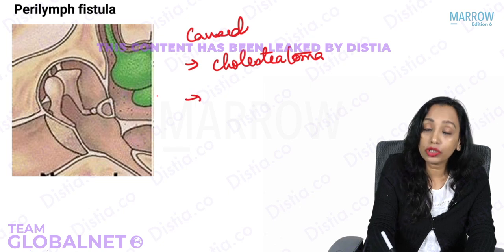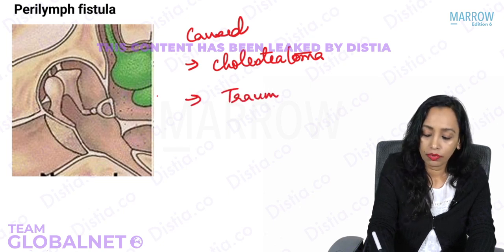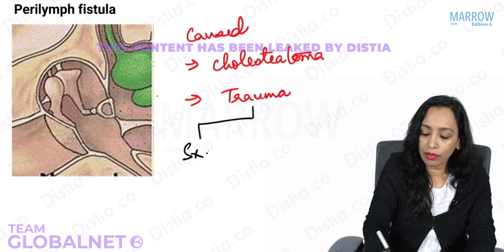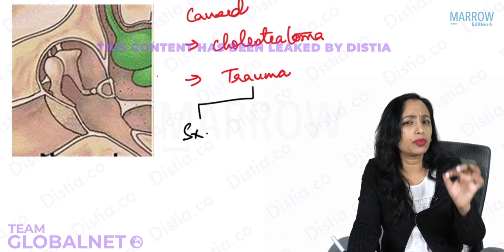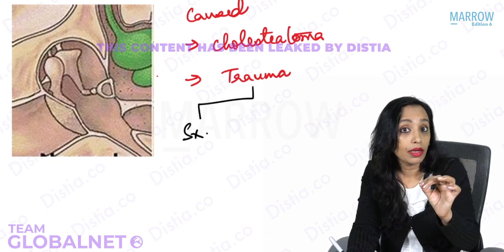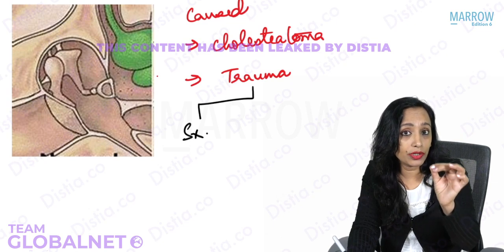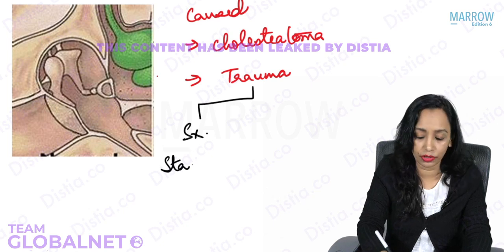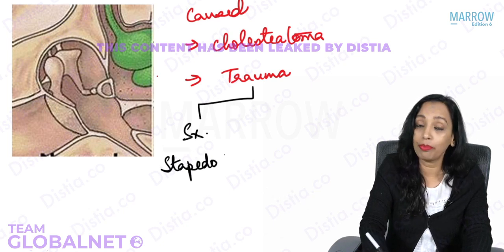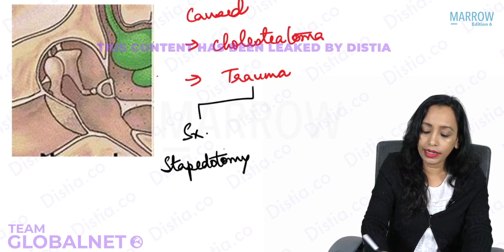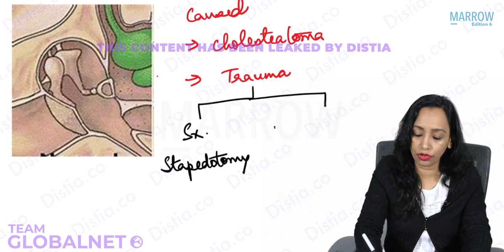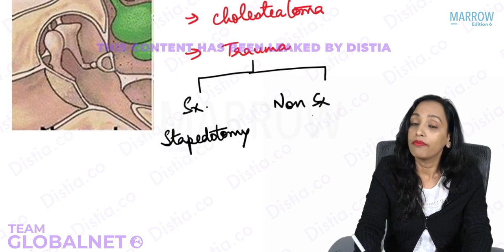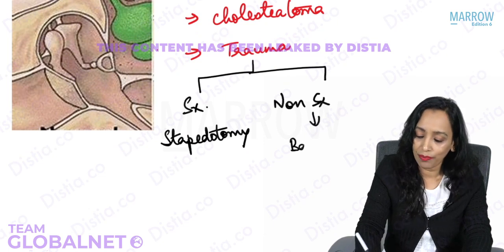Or it can occur because of trauma. And what trauma? The trauma can be, very commonly, a surgical trauma. Surgical trauma, which surgery? Can you tell me any surgery that we do specifically on the medial wall? Yes, on the oval window, which can lead to a fistula. Yes, stapedotomy. So that is a very important cause of perilymph fistula. Stapedotomy or stapedectomy. Or it can be because of a non-iatrogenic or non-surgical trauma. This non-surgical trauma very commonly is a barotrauma.